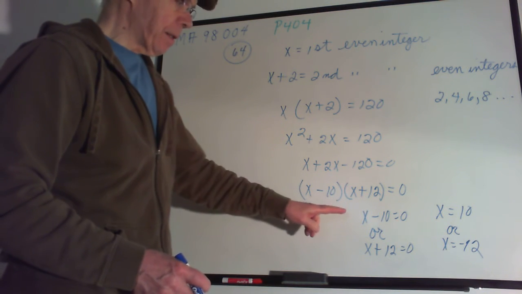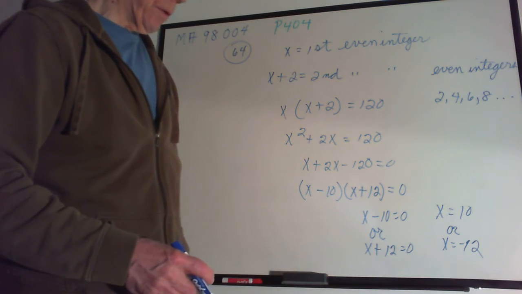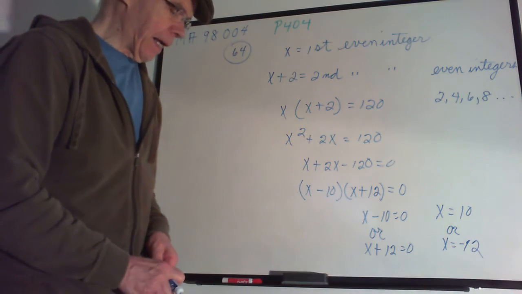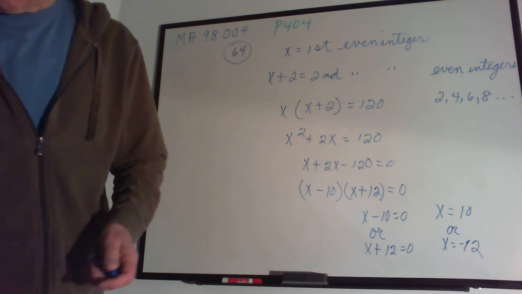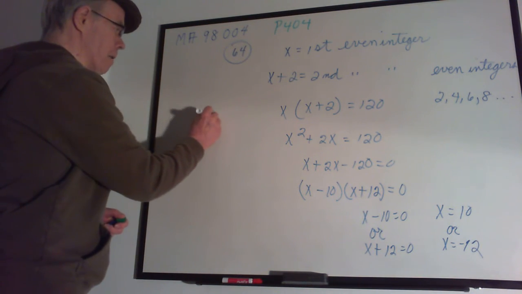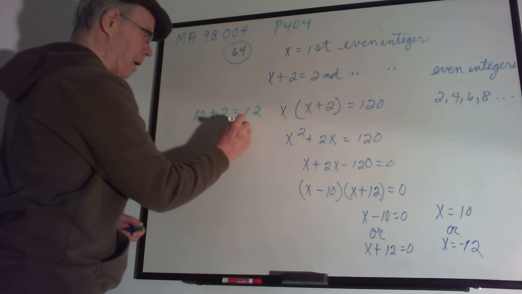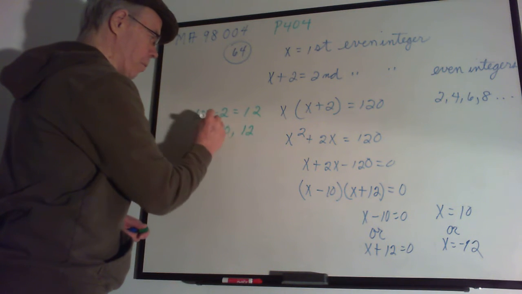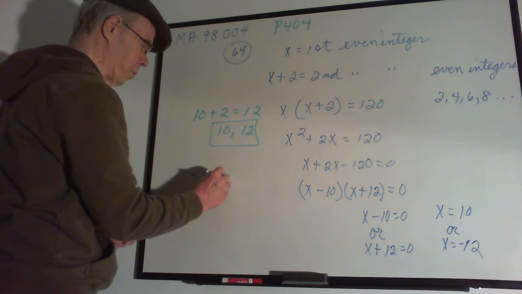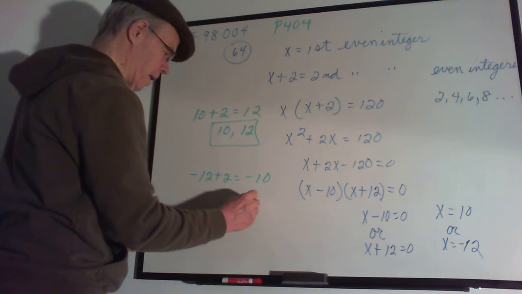Bring the 120 over. I get x squared plus 2x minus 120. I factor it. Tells me x minus 10 equals 0 or x plus 12 equals 0. So x can be either 10 or x can be negative 12. Now that's part of the answer, because it's going to have to be 10 plus 2 gives me 12. So the answer would be 10 and 12, or negative 12 plus 2 gives me negative 10. So the answer could be negative 12 and negative 10.